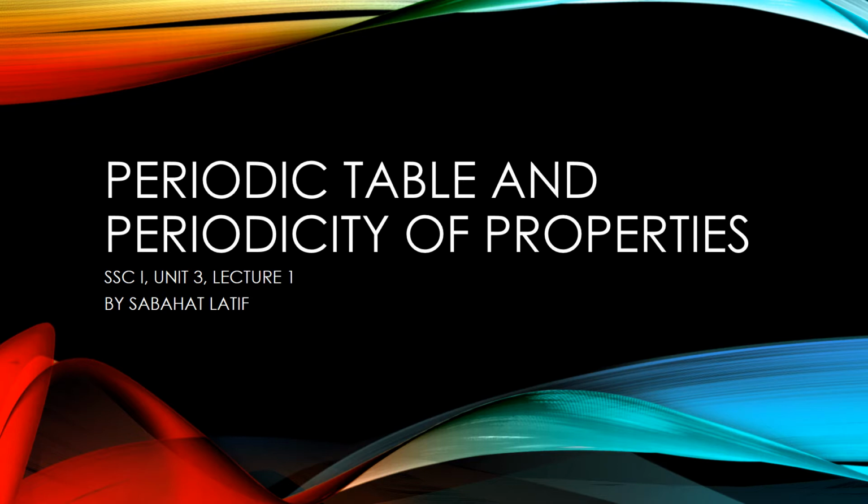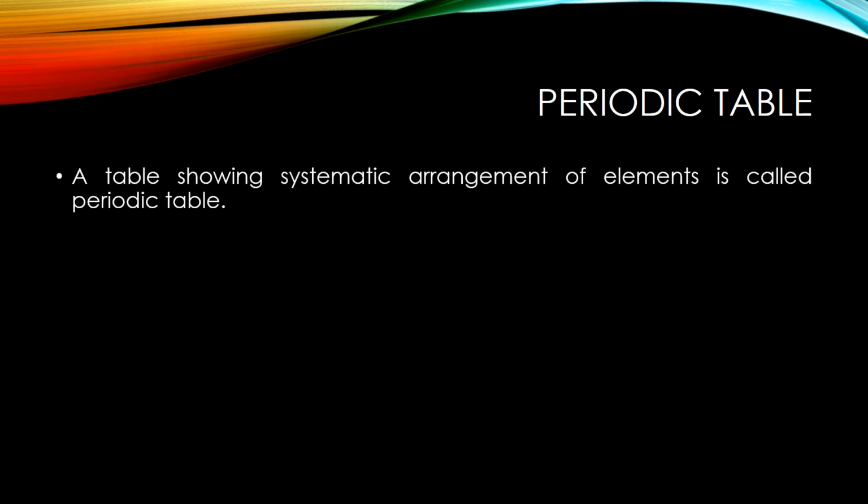It is the third unit from SSC 1. In this unit we will learn about the periodic table. You know that almost 109 elements are known up till now, and these elements combine to form millions of compounds, and it is very difficult to remember the information about each element. So there is a need that elements are arranged in some order, in some systematic way.